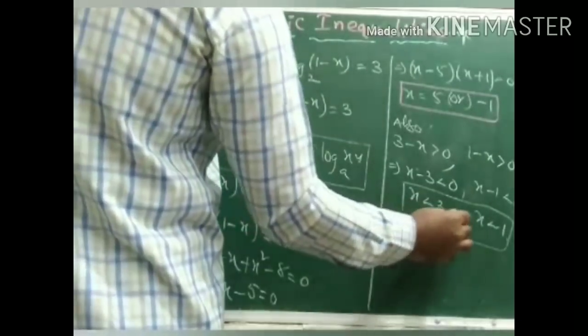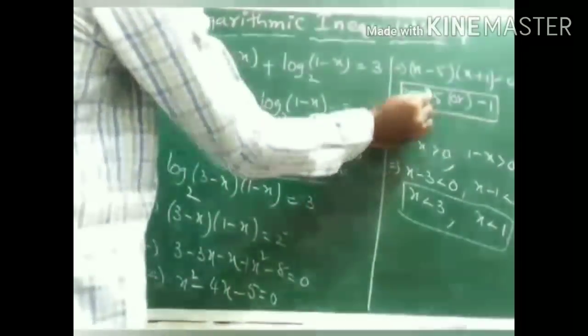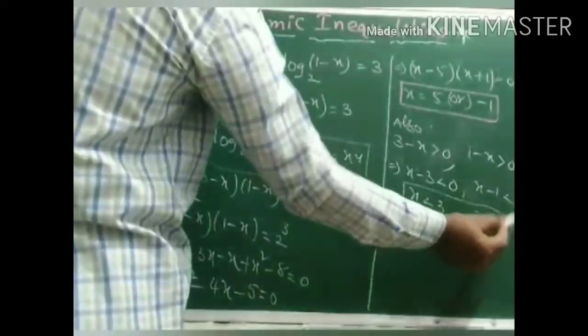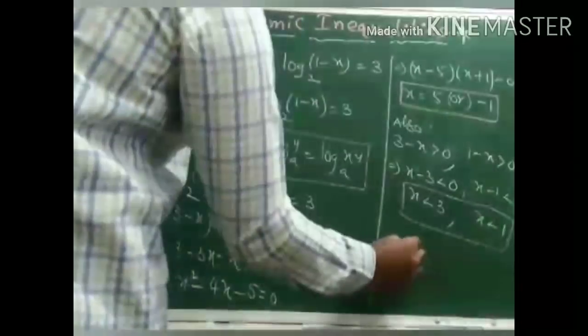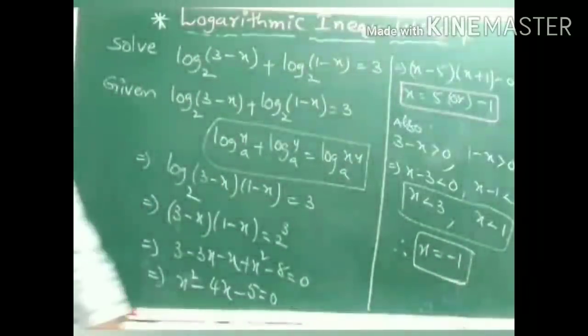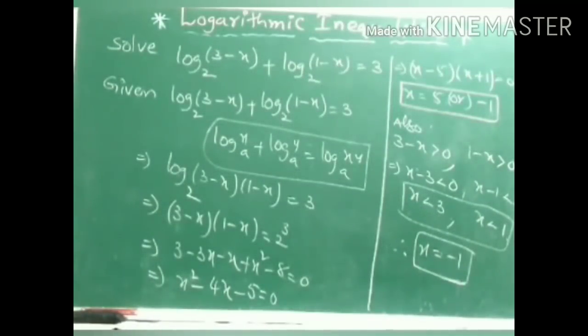So we got that. Now one more condition: x must be less than 3 and x must be less than 1. Now the answers we got are 5 and minus 1. For example, if you consider x equals 5, 5 is not less than 3, and it is not even less than 1. Therefore, the value of x which satisfies these two conditions is minus 1. So minus 1 is less than 3 as well as less than 1. Hence, the value of x is equal to minus 1.